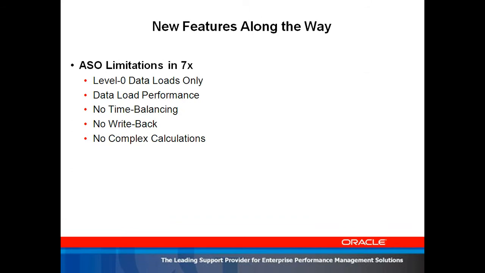When ASO was first introduced in version 7.1, there were limitations that caused it not to be widely adopted. For example, you could only load data into level 0. The performance of the loading of that data was not up to par. There weren't any time balancing features that you may have been used to in block storage databases, like TB first, TB last, and TB average. There were no write-back capabilities via the spreadsheet add-in lock and send or the new Smart View submit command. And there was no way of doing complex calculations.